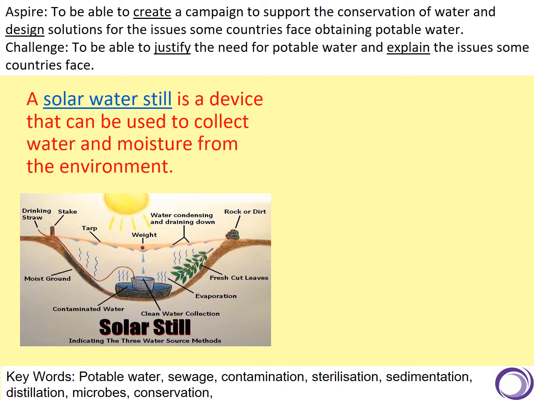Okay, and what happens is the heat of the sun evaporates water from the leaves and from the contaminated water and from any moisture that was already there in the ground. It then condenses on the tarpaulin that you've got above, and then it drains down, and because you've got a weight holding the tarpaulin slightly downwards in that centre, it drips down into that clear water collection place. So that would be if you didn't have any access to anything as a fuel.